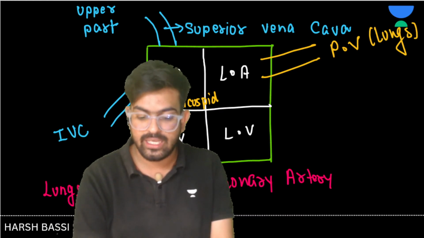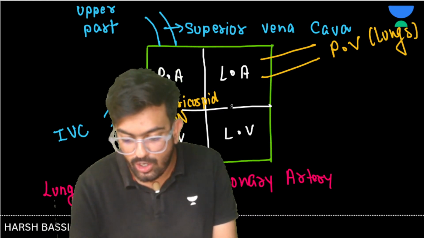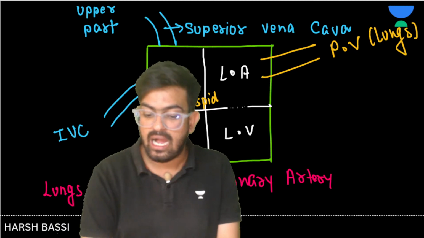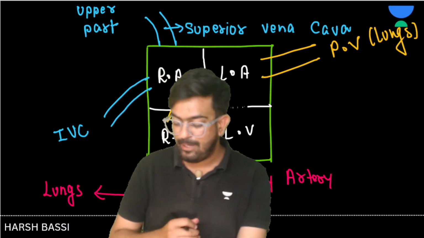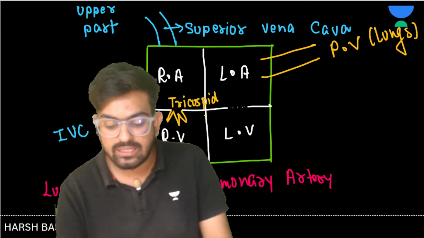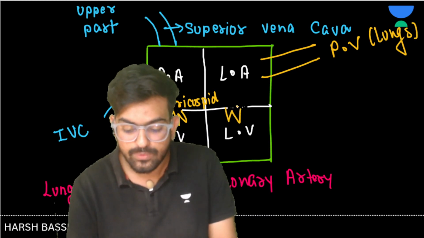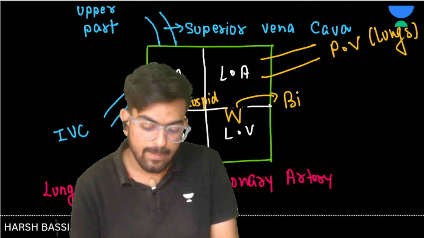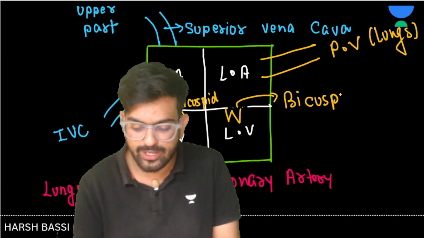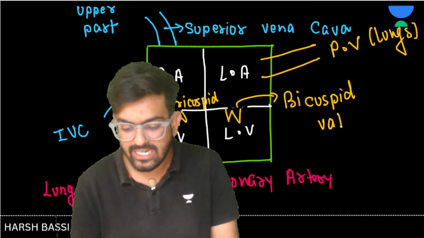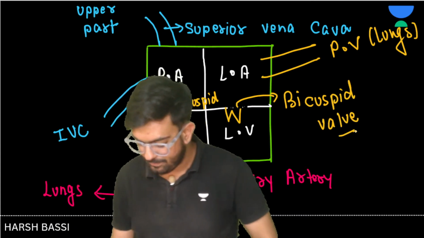Yes or no? Yes. Now between the left auricle and the left ventricle, again there will be a pore and that pore will be guided by what? That pore will be guided by the bicuspid valve. Okay? Bicuspid valve. Clear to everyone?